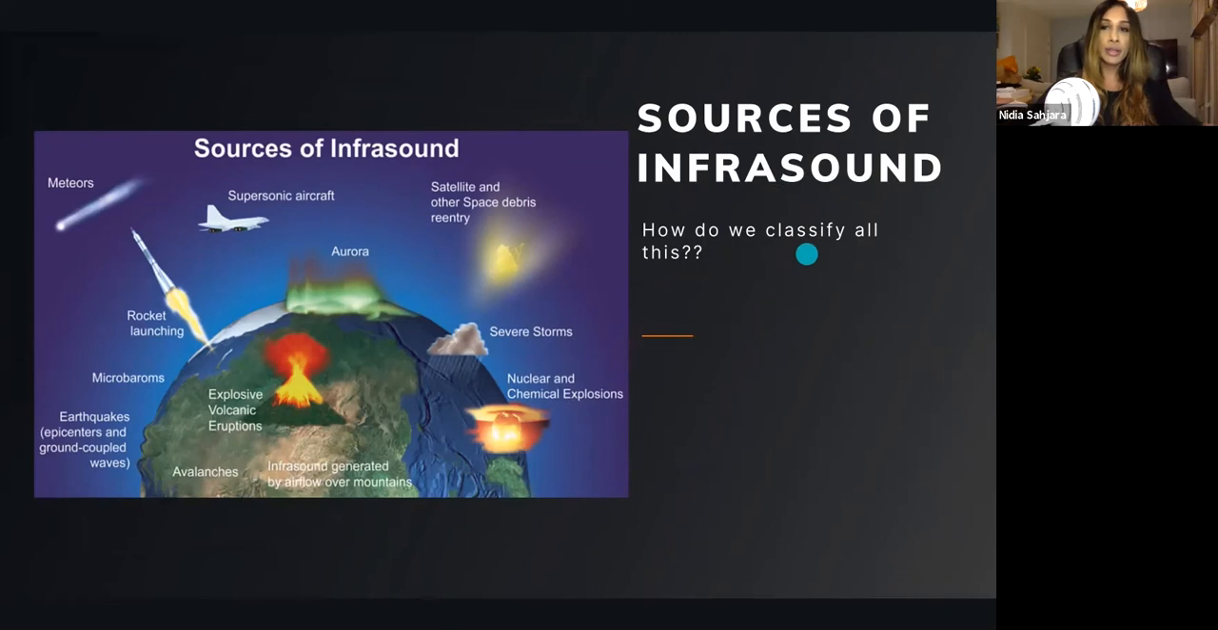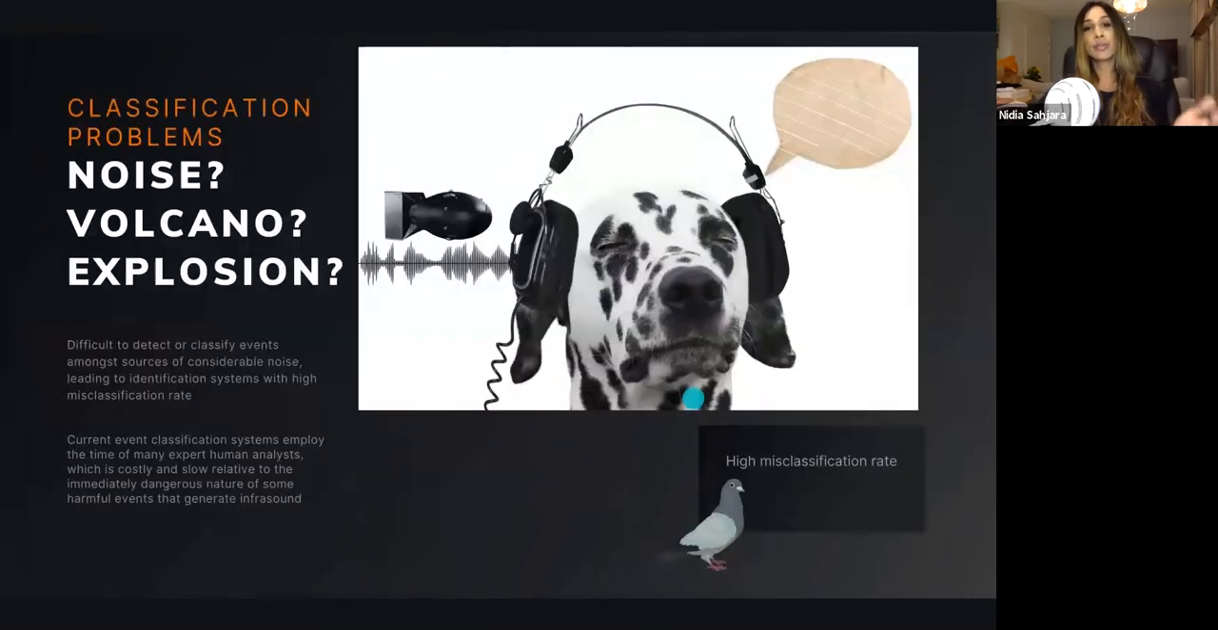But we have all these other different sources of infrasound. The problem is that we have it from nuclear and chemical explosions, volcanoes, and even airflow over mountains, satellite space debris, aircraft, and then a lot of it can just be noise. So how do we even classify all of this?